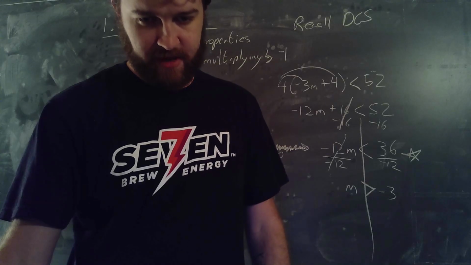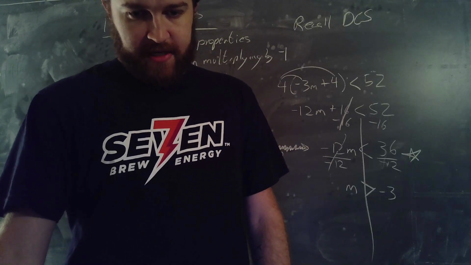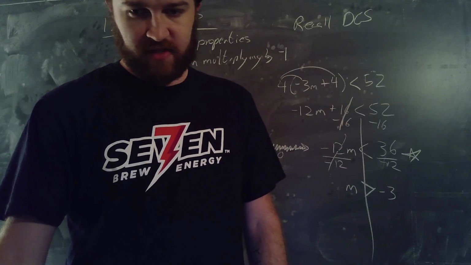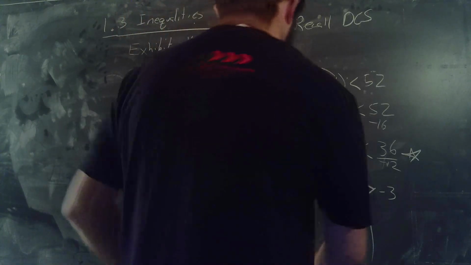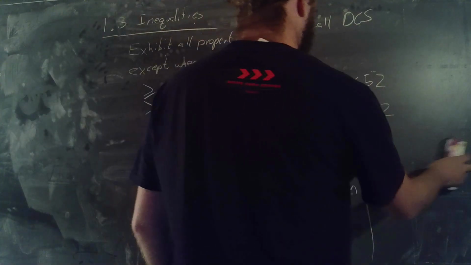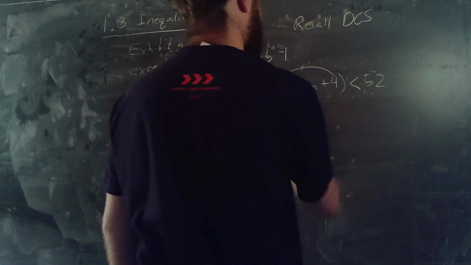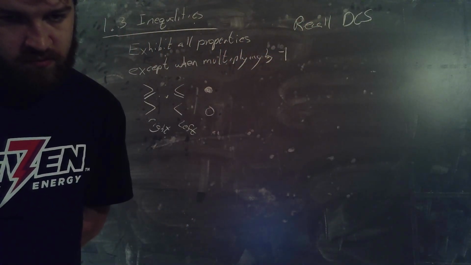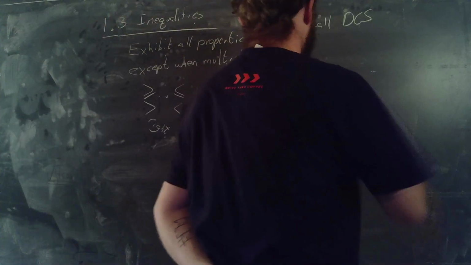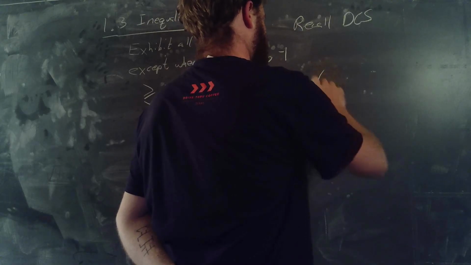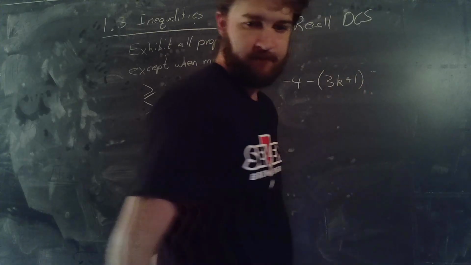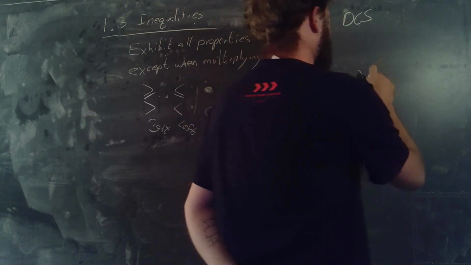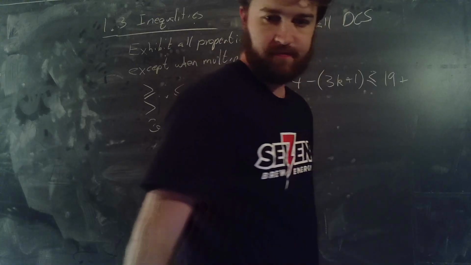Okay, let me see if we have some more good examples here. Maybe one that involves combining like terms. Yeah, one more that involves some combining of like terms, and then we'll move on to compound inequalities. Okay, so this one will have -4 minus, then we'll have 3k plus 1, and that's going to be less than or equal to 19 plus 3k.